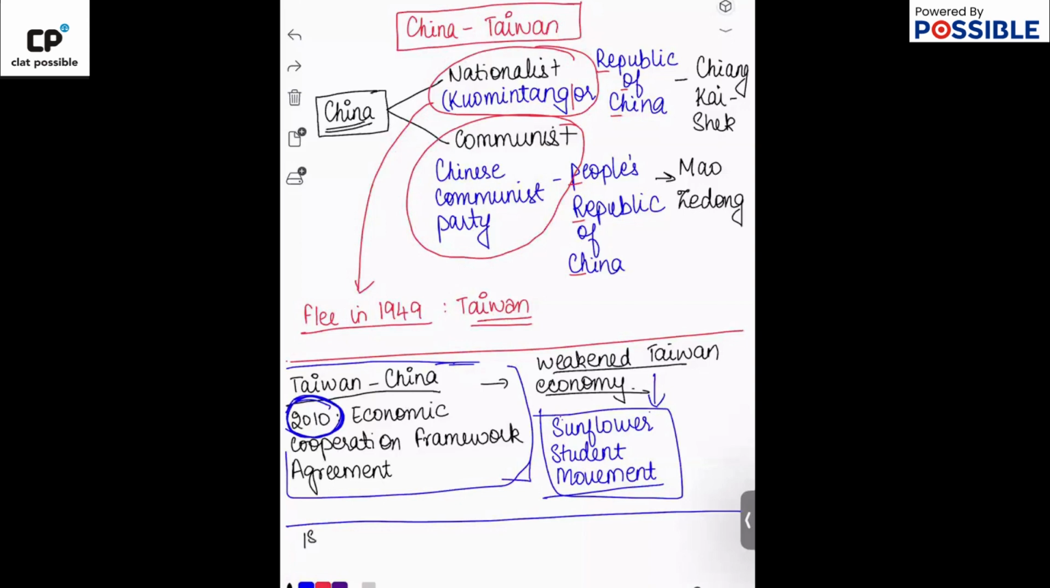So the very first US का president who visited Taiwan was Dwight Eisenhower. This is in 1960.